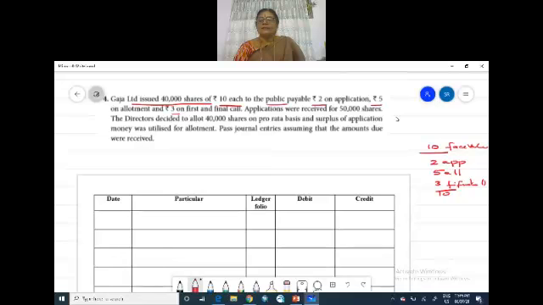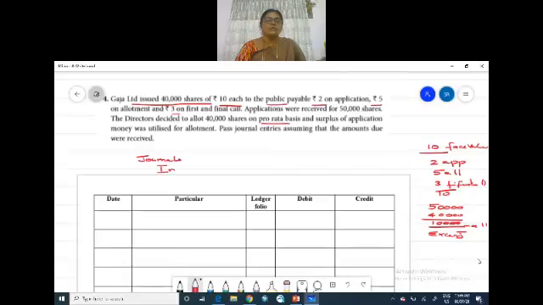They say that you have received applications for 50,000 shares, but the company is going to issue only 40,000 shares. This is how much? 10,000. And what they have decided is they're going to issue it on pro rata basis. So this 10,000 is going to be adjusted in allotment. Fine, excess is going to be adjusted. So to begin with, Gaja, journals. Remember you're still in journals. Next we'll be going to ledger.